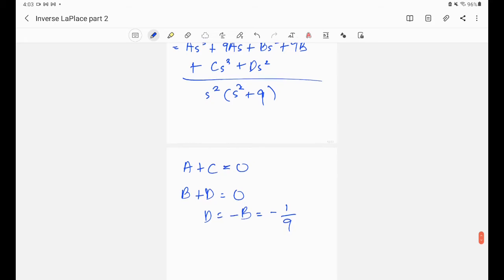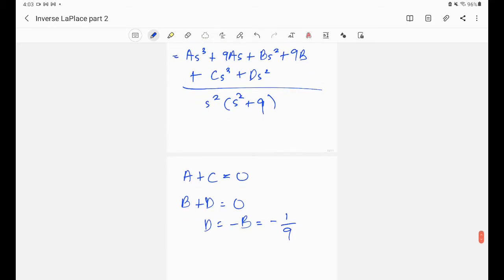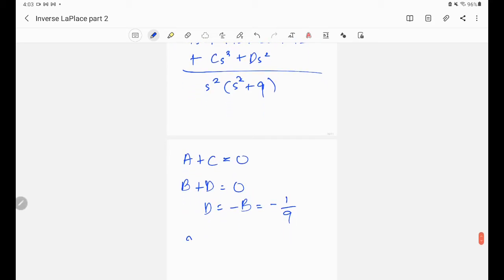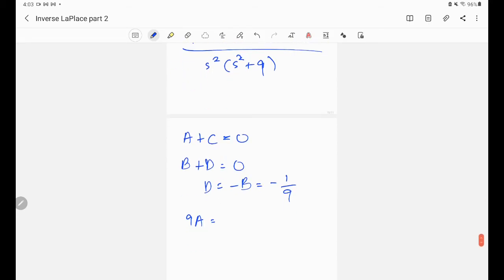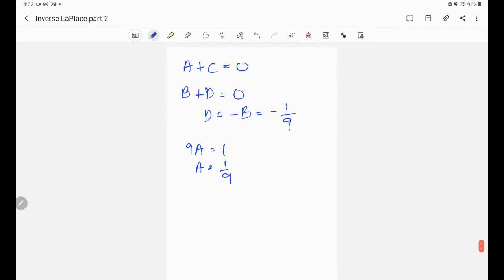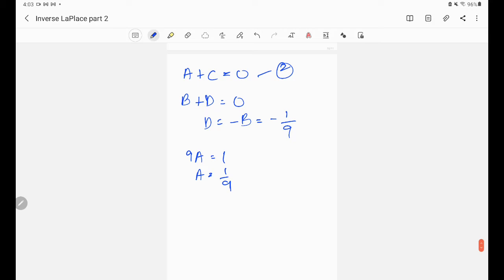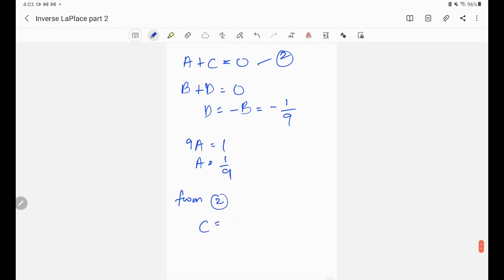And then for the s, we have 9as. On the other side we have 1s, so 9a equals 1, so a is 1 over 9. And just now from the s cubed equation we know that c is minus a, which is minus 1 over 9. So now we have values for all of them, a, b, c, and d.